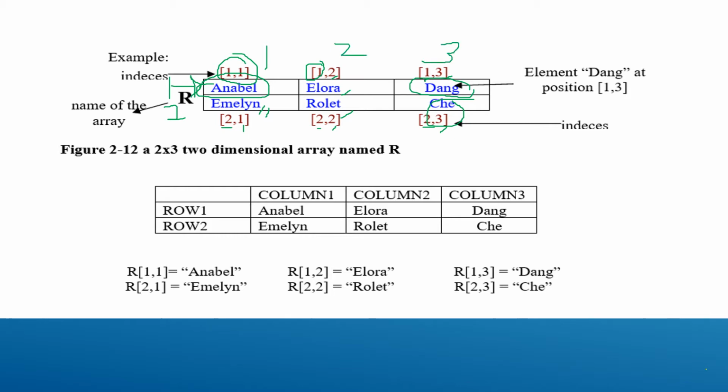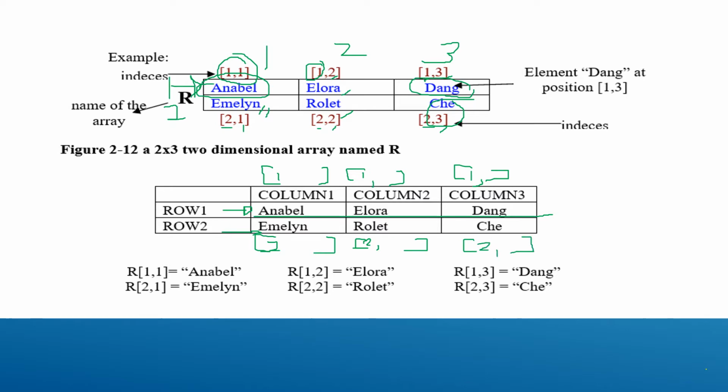Again, row 1 is everything that is written in this first row, so we have that index 1. And then for the next row, we are pertaining to row 2.